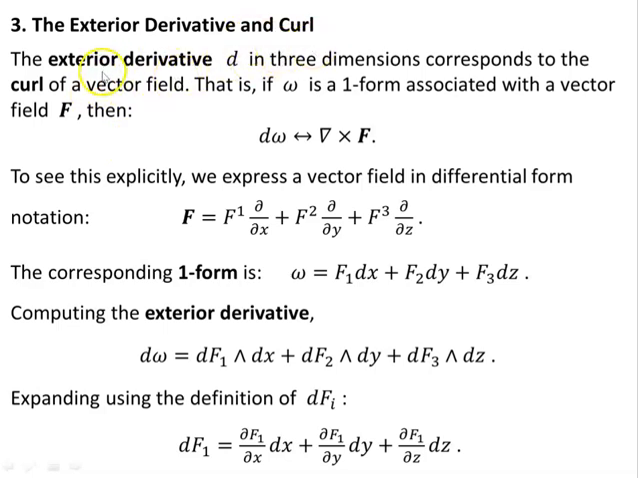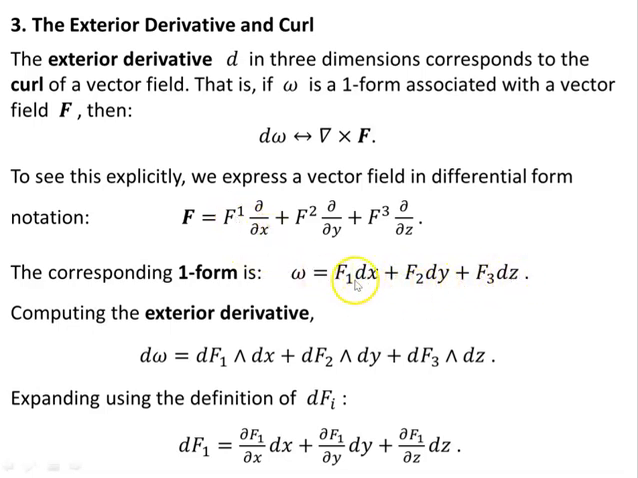All right, so the exterior derivative and curl. The exterior derivative d in 3 dimensions corresponds to the curl of a vector field. That is, if omega is a 1 form associated with a vector field F, then d omega is interchangeable. It's the same as the curl of F. To see this explicitly, we express a vector field in differential form notation. So here we go. Basis vectors, partial x, and so on. The corresponding 1 form, when flattening this, is, notice this, dx, dy, dz.